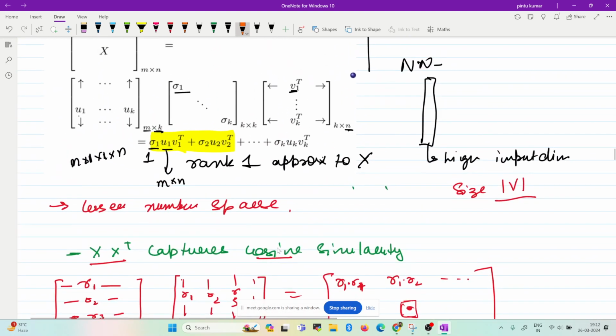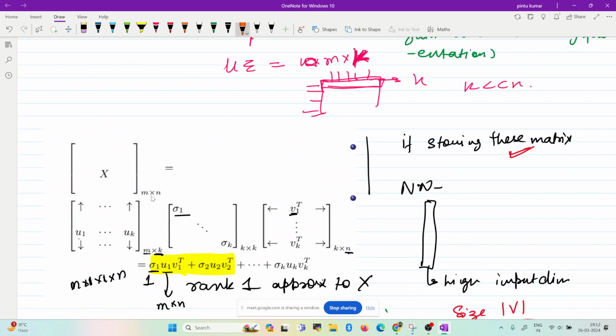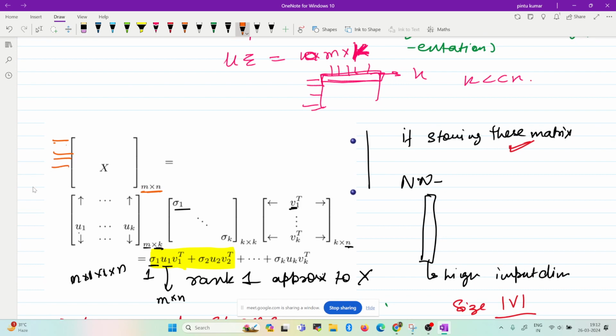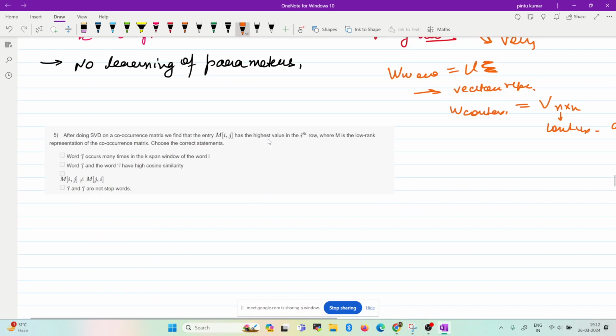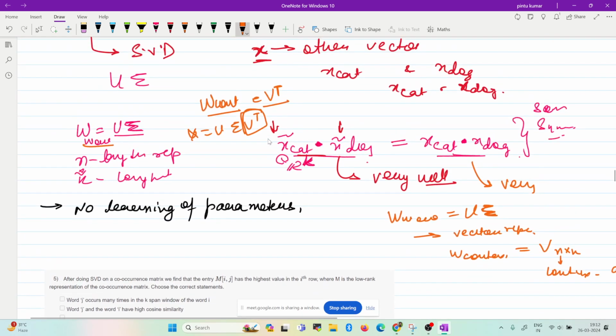Remember that the x that you had is m cross n. That means you have m words and you have n contexts. Usually m would be larger than n. Any doubt till this point?